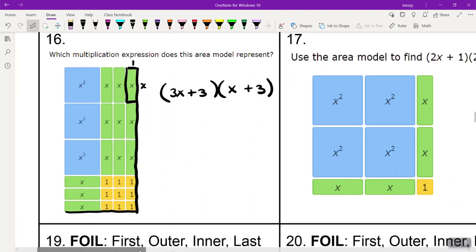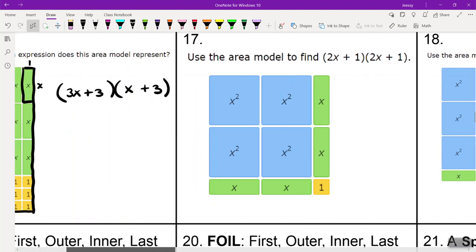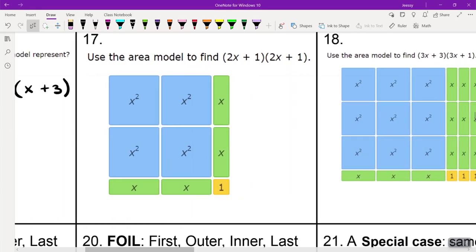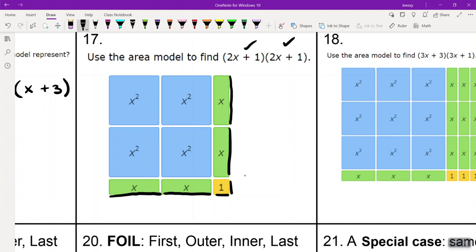All right, did y'all figure out the last one? Oh, no, this is a different question. They don't want the multiplication expression, okay? They already gave us the multiplication expression. The multiplication expression is here. How many x's do we have? So 2x plus 1. Do we agree? See? What about this one over here? How many x's do we have? So 2x plus 1 as well, right? And they want to know what it is when we multiply those.